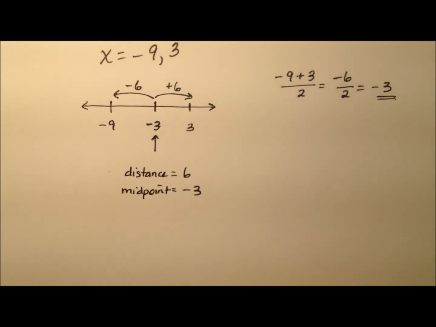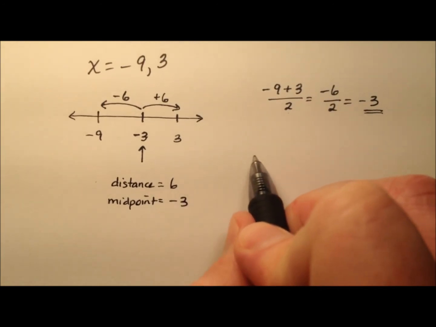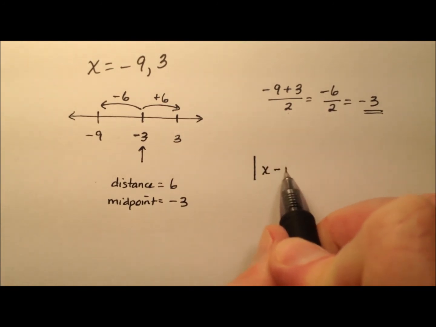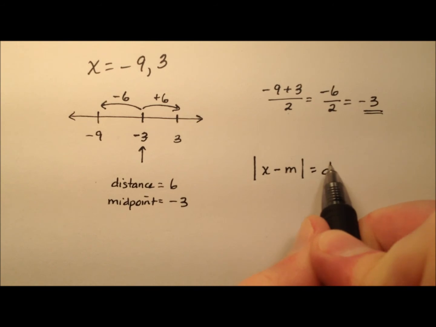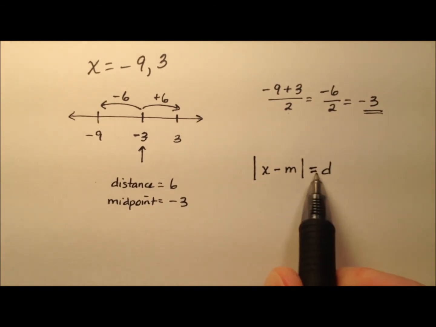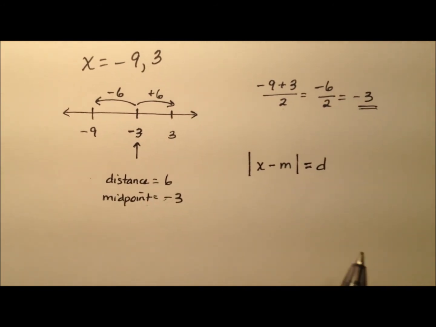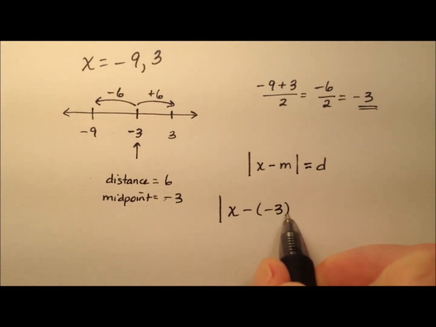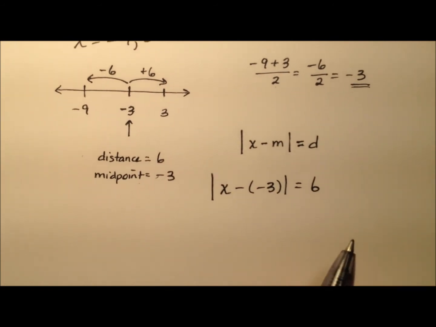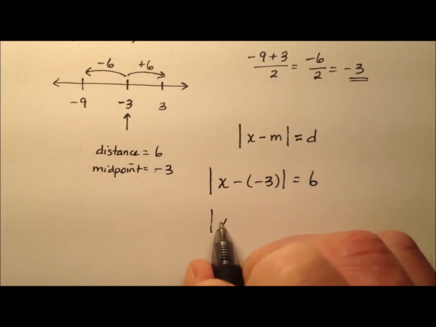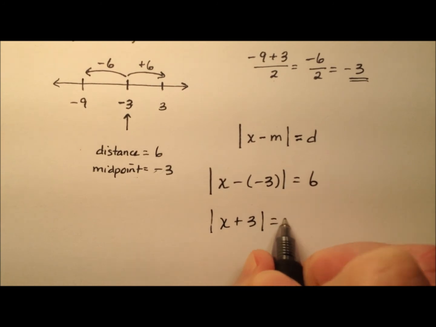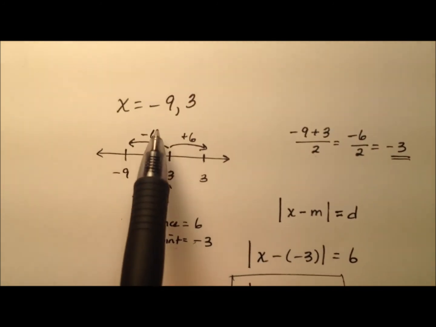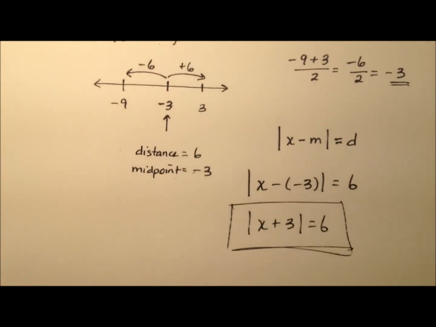So we actually have a little formula, you could say, that it's going to be the absolute value of our variable x minus the midpoint equals the distance. Okay, so if I throw all these values in, what will it look like? Well, the absolute value of x minus -3 equals 6. And of course we can simplify that a little and we can say the absolute value of x plus 3 equals 6. So here would be the equation whose solutions are going to be -9 and +3.